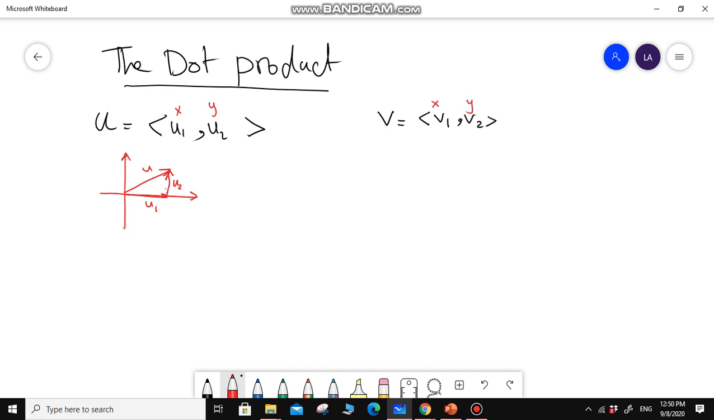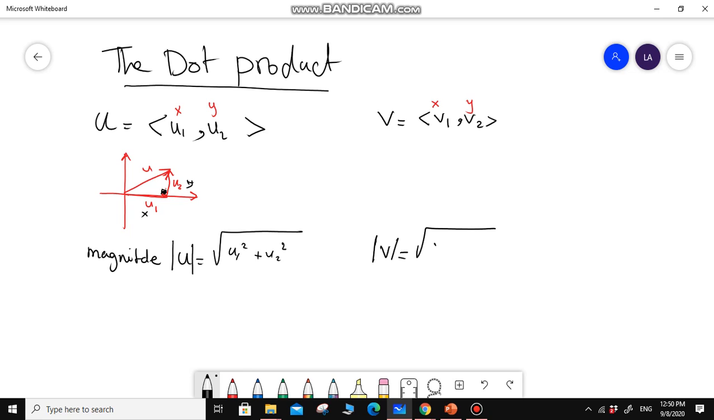Now, if we are interested in the magnitude of the vector u, then you should be applying the Pythagorean theorem to both components, because u1 and u2 are the x and the y component, so they make 90 degrees. So u1 squared plus u2 squared. Again, this will give us the magnitude of vector u. And if you are interested in the magnitude of vector v, similarly you will be applying the Pythagorean theorem, v1 squared plus v2 squared, and then take the square root.